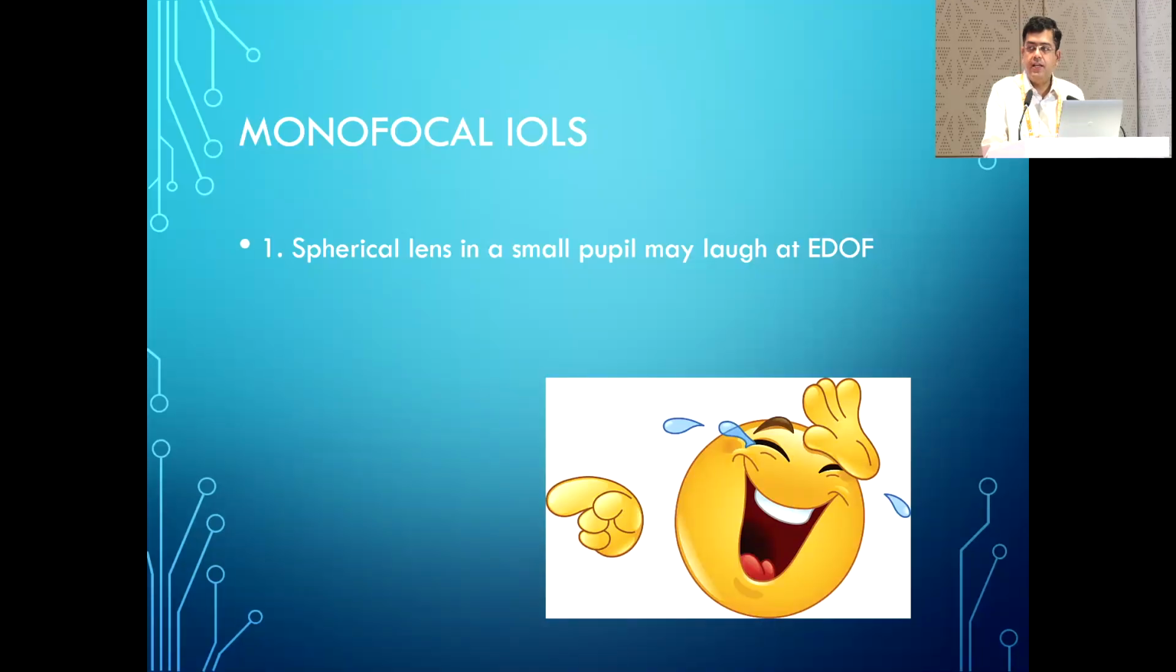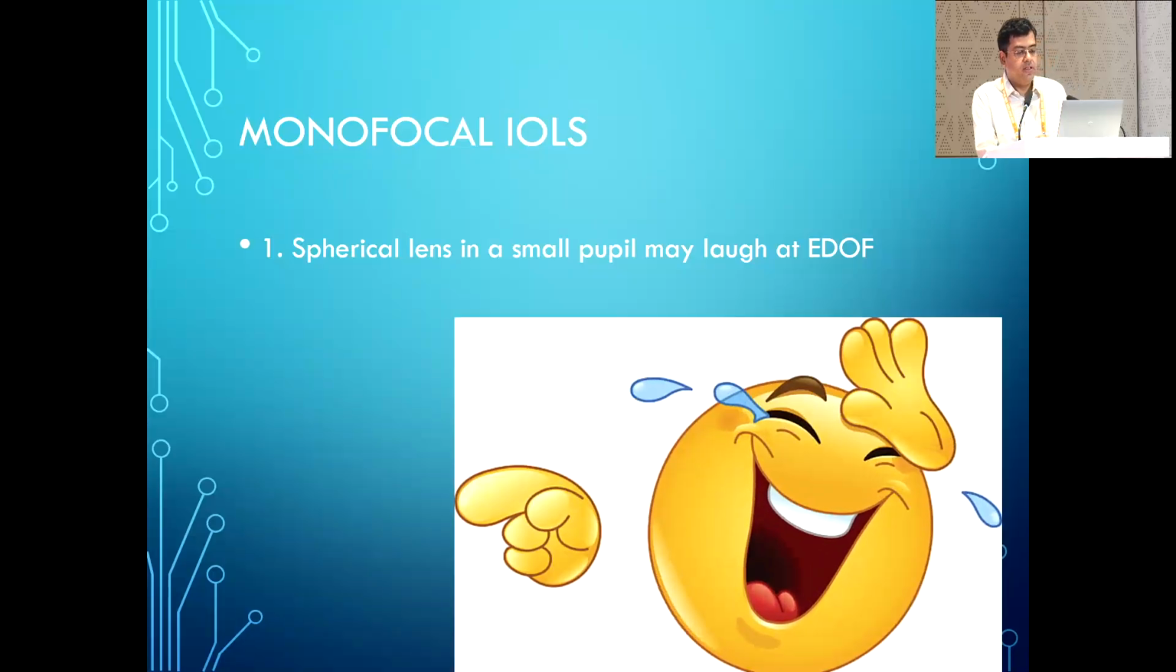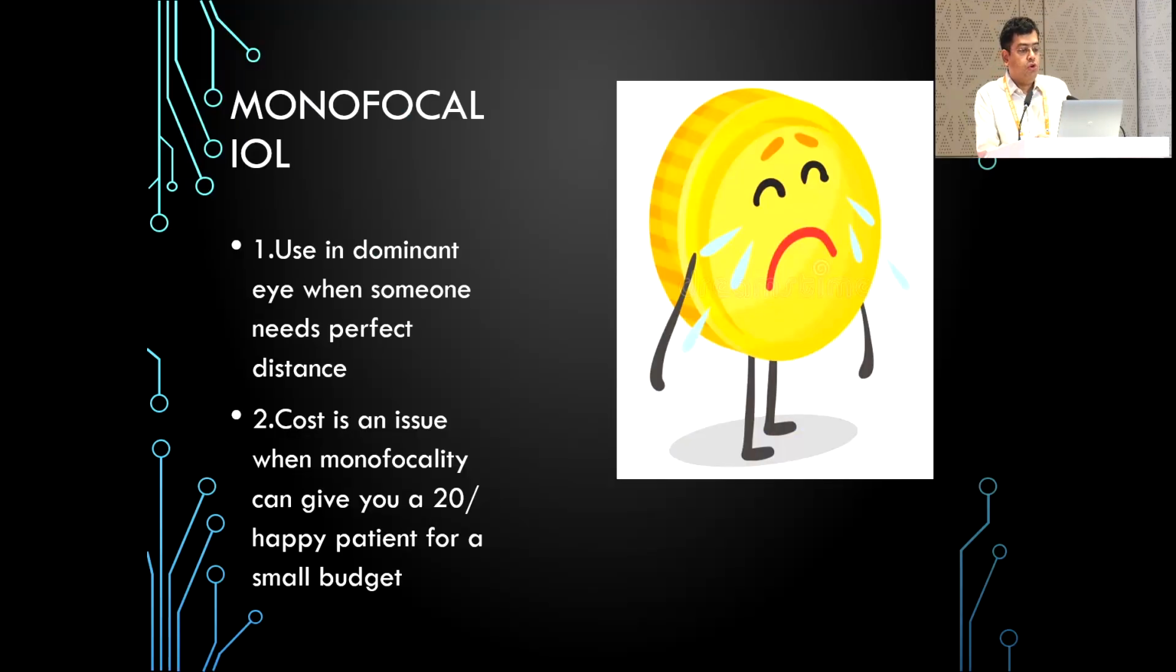EDOF is an exaggerated spherical lens. Remember, EDOF is nothing but an exaggerated spherical lens. So where am I using a monofocal IOL? Use it in a dominant eye when somebody is a vivid driver, they want to do all work at night, or they have mild amblyopia in one eye. All those patients will benefit from a monofocal lens in the eye which has these problems, or they don't want any problem. So either of these two.